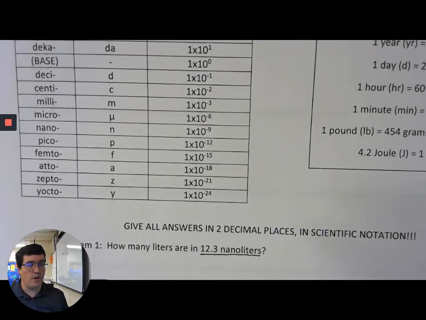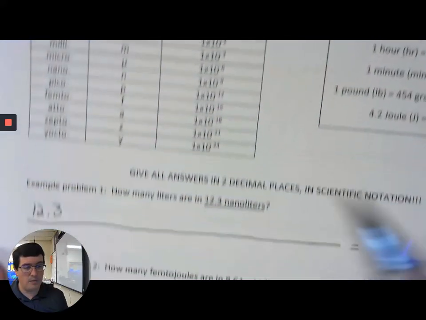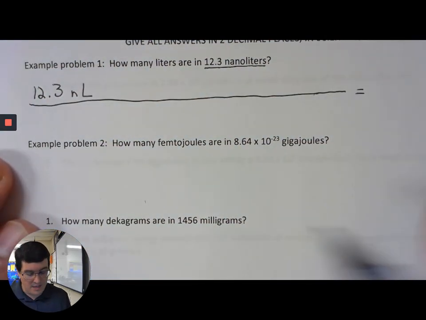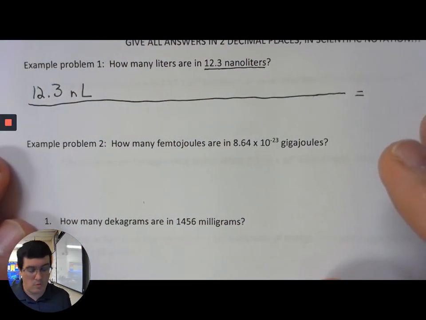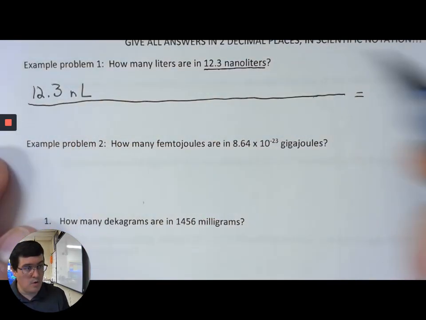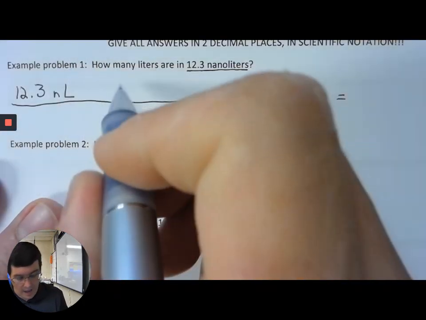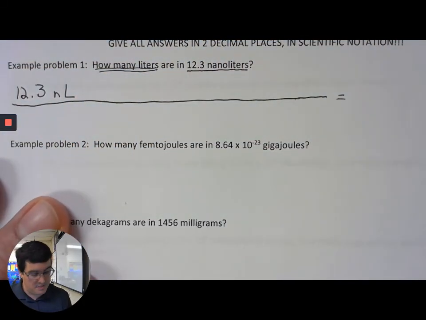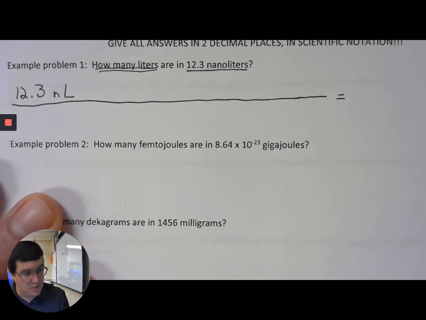If I consult the chart up top here, nano is abbreviated with a little n. And I remember from yesterday that liters is abbreviated capital L. That is also in the chart in the upper right-hand corner. So that's where we're going to start. Where do we want to end? We want to know how many liters. So this is where we are going to end. So there's step 1 and step 2.